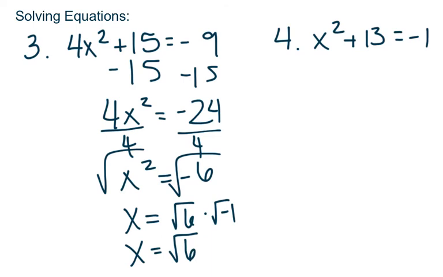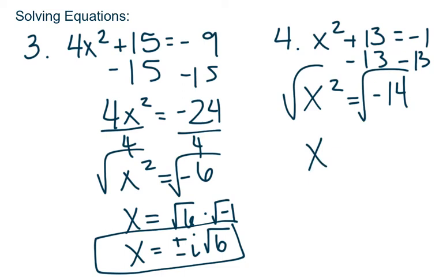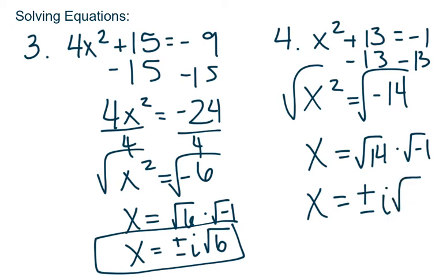Okay, this one's going to be a little weird. I kind of need some more room. So remember I said the i is going to go in front of the radical. So this one is actually plus or minus i square root of 6. Alright, number 4. I'm going to get rid of the 13 by subtracting. So I got x squared equals negative 14. I'm going to take the square root of both sides. So x equals the square root of 14 times the square root of negative 1. There's not a perfect square that 14 is divisible by, so this is just going to be plus or minus i square root 14.